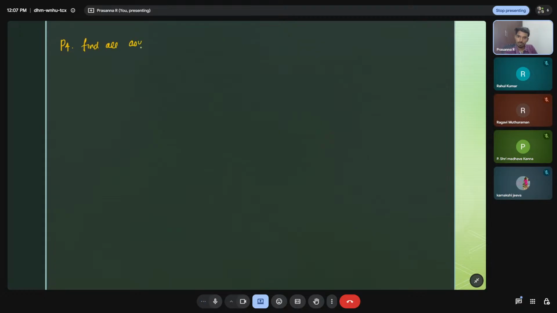Find all asymptotes to the curve x plus y whole square, x plus 2y plus 2 equal to x plus 9y minus 2. I will find all oblique asymptotes. You find vertical and horizontal asymptotes. You just equate the highest power of x to be equal to 0.